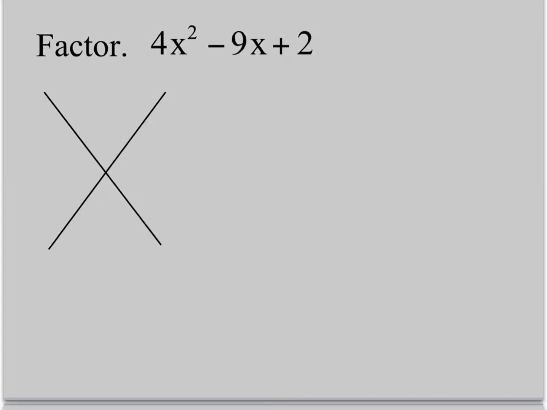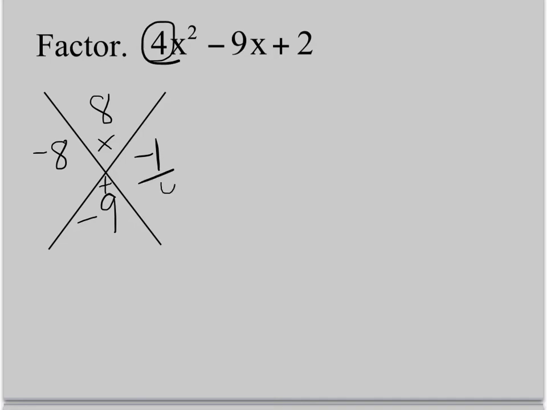Again, you can pause the video and try this one on your own. Otherwise, we look at all three terms. There's nothing I can factor out of any of the three. So we fill in our x. 4 times 2 is 8, negative 9 on the bottom. So my two numbers that multiply together to get 8 and add together to get negative 9 are negative 8 and negative 1.